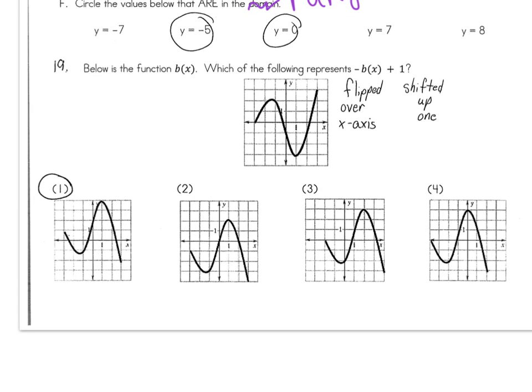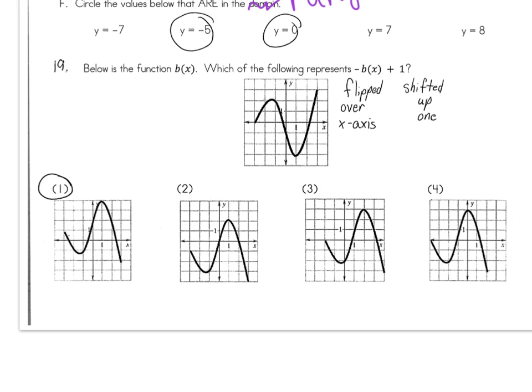All right, 19. They gave us b of x right here, and we need to know what happened with this. Well, 1 unit up, and then it flips. So let's see a flipped graph. So right away I notice that all of them are flipped, and we just need to see it shifted up 1 unit. So if this flipped, that would go here, but it needs to shift up 1, so that peak, or really this dip, turns into a peak here when you reflect it and flip it over 1.